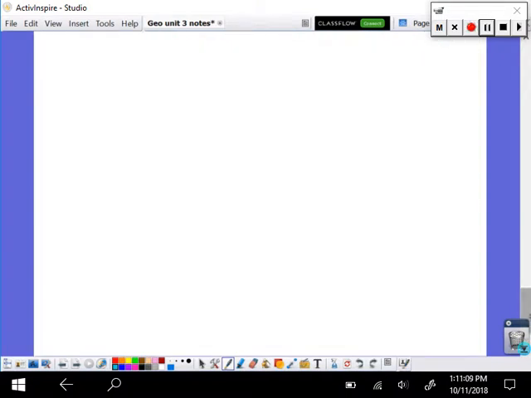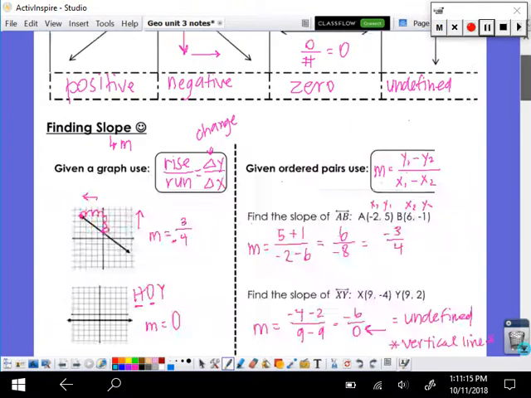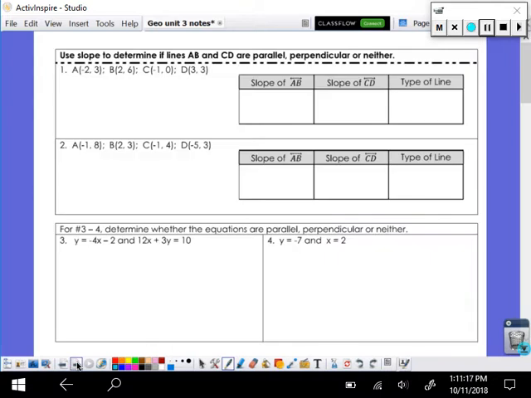Okay, that's the end of that page. Next page. Here, use the slope to determine if lines A, B, and C are parallel, perpendicular, or neither. Okay, so you will have a section like this on your test. So that's helpful. Test section. So make sure you look at the correct point.